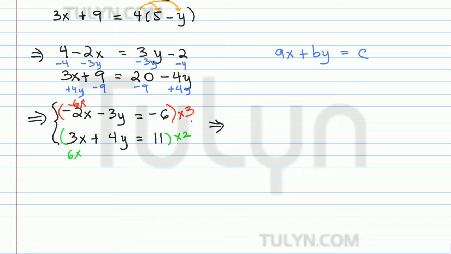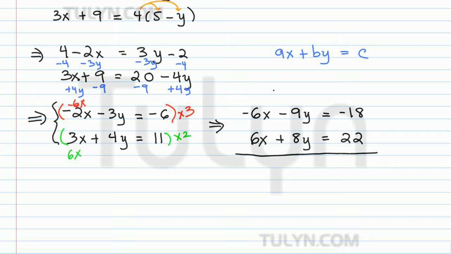So let's multiply the top equation, each term, by 3. So 3 times minus 2x is going to be negative 6x. 3 times negative 3y is going to be negative 9y. And then 3 times negative 6 is going to be negative 18 for the top equation. And then the bottom equation, 2 times 3x is going to be 6x, as we said. Then 2 times 4y is going to be plus 8y. And then 2 times 11 is 22.